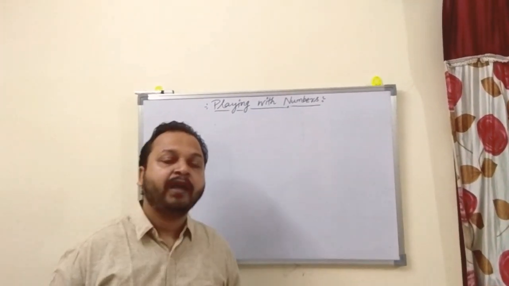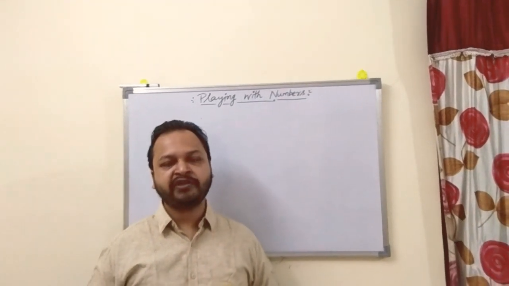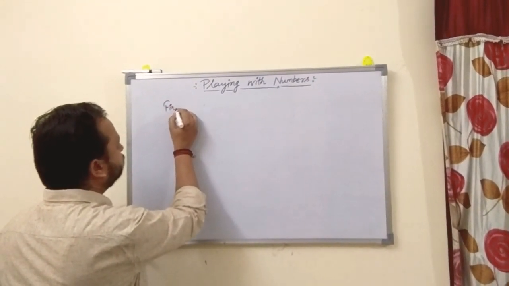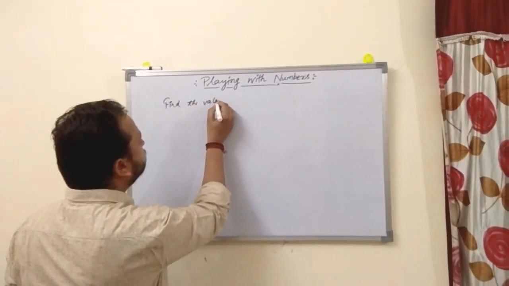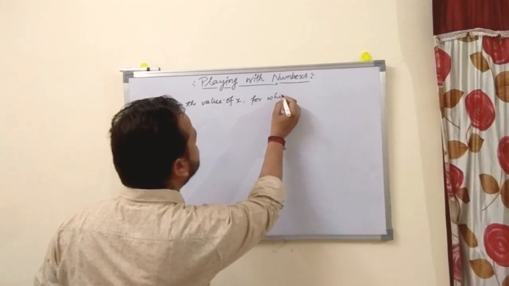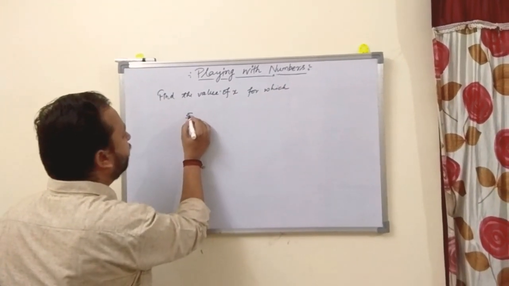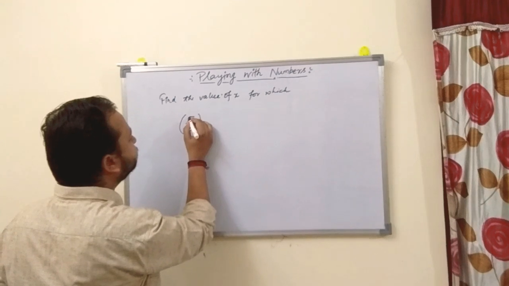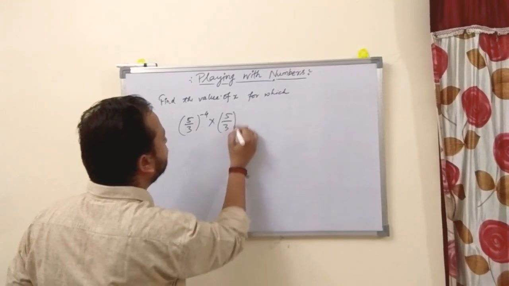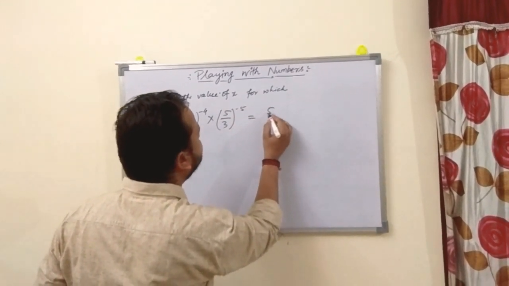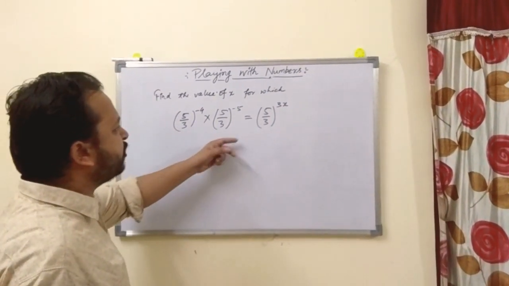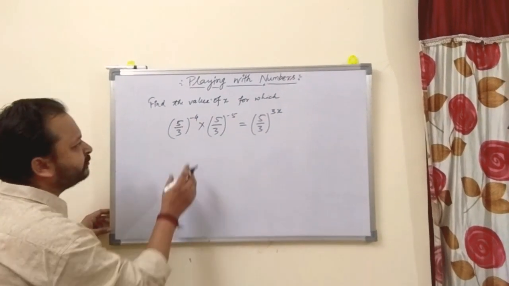But before that, one student has asked me one question of exponent which states: find the value of x for which (5/3)^-4 multiplied by (5/3)^-5 equals (5/3)^3x, right? In this question you have to find out the value of x.